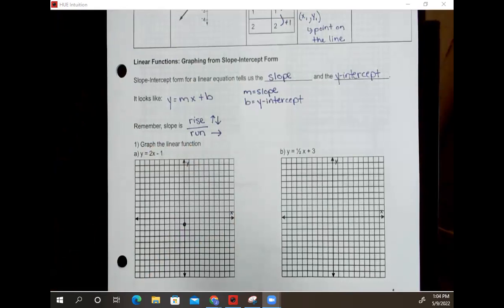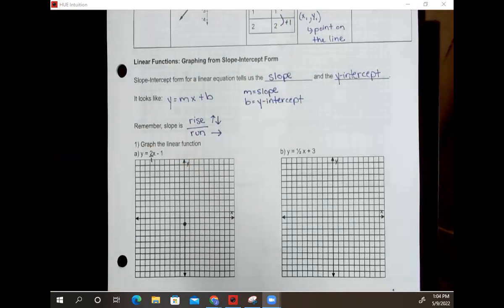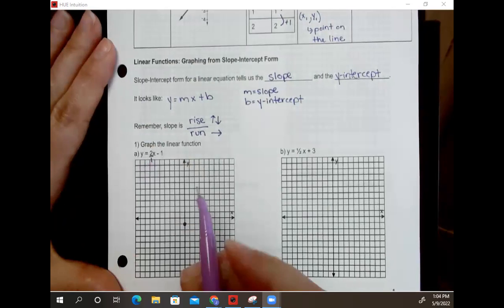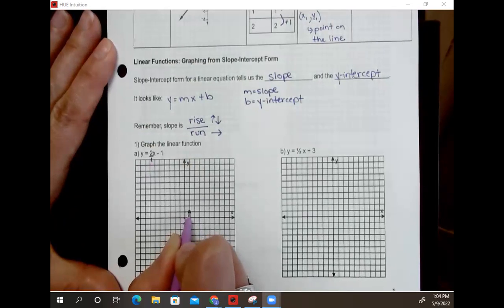That's my m value. Now, I just said we think about slope as rise over run, but this doesn't look like a fraction. It just looks like a whole number. So anytime my slope is a whole number, I'm going to think about it as that number over 1, so I can see both the rise and the run. Since this is positive, that tells me I'm going to go up. So from my y-intercept, I'm going up 2, I'm rising 2, and forward 1. I'm going to run 1.